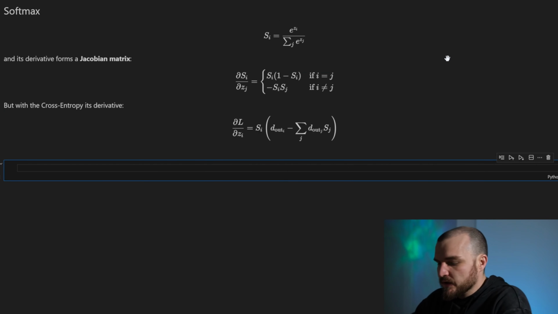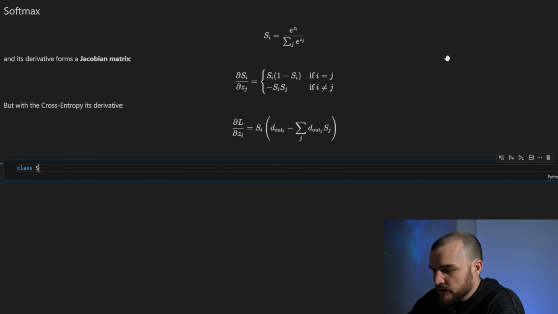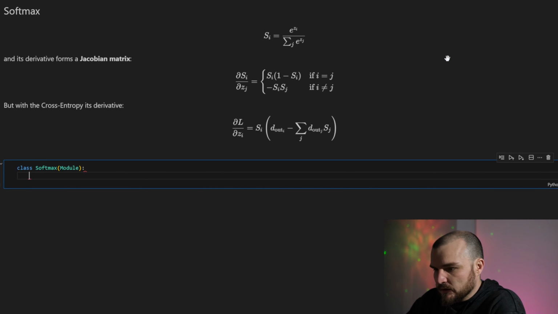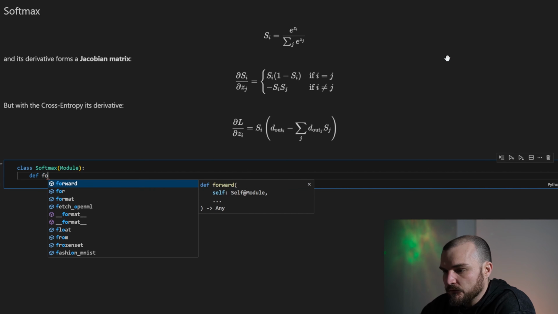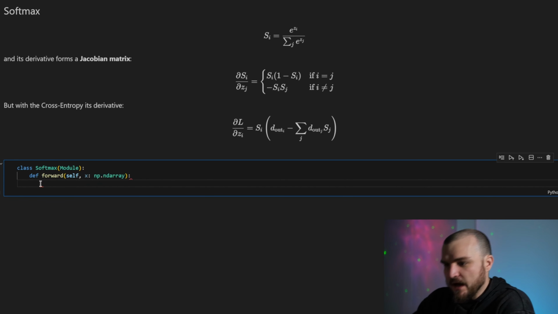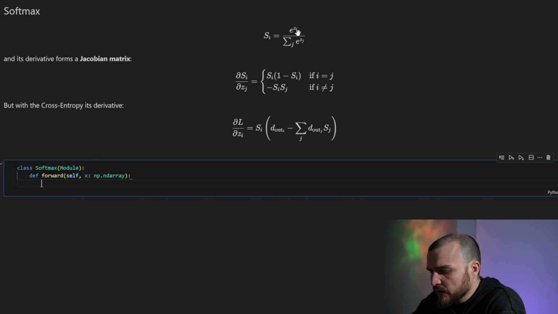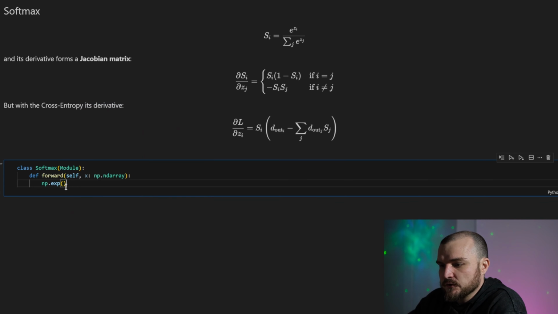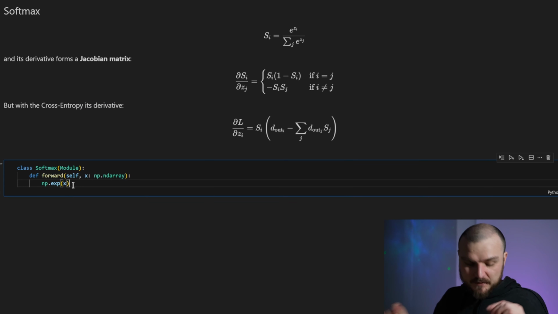Now let's implement the Softmax function. We need to define class Softmax as a child of Module. Okay, and we have the method forward, and we receive the x argument as a NumPy ndarray. We receive the input data for the Softmax, and you can see that we need to compute numpy.exp as the numerator of our Softmax function. And I see one potential trouble.